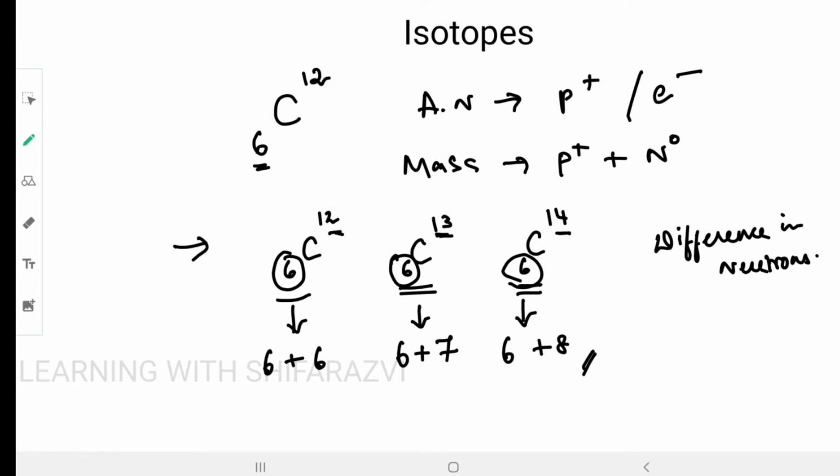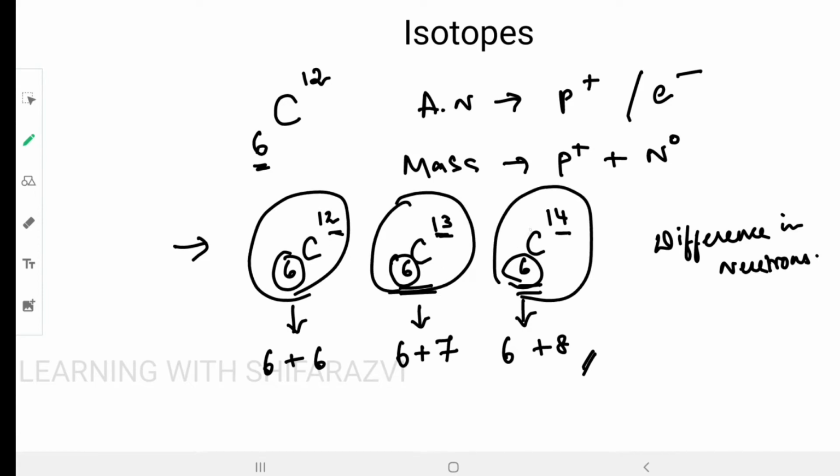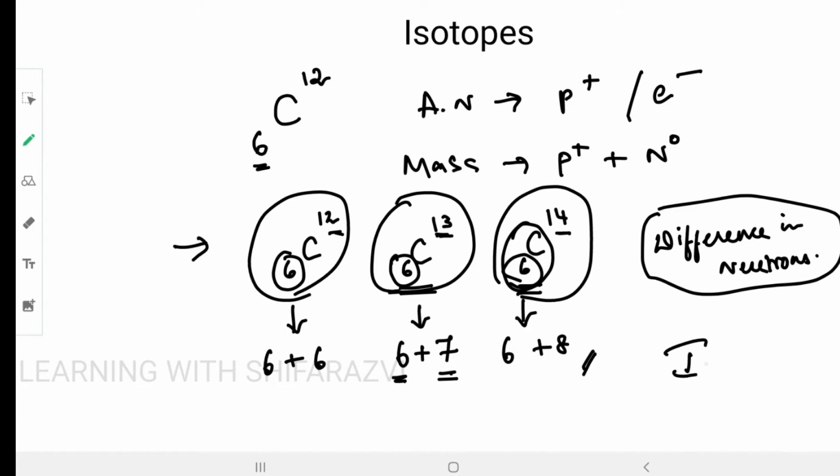So these are different forms of the same element, carbon. This carbon is one example: the same element which has the same atomic number but a difference in mass due to the difference in neutrons. These kinds of atoms are called isotopes. There are various known isotopes existing on earth. We have seen one example of carbon.